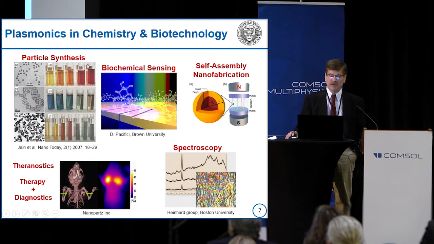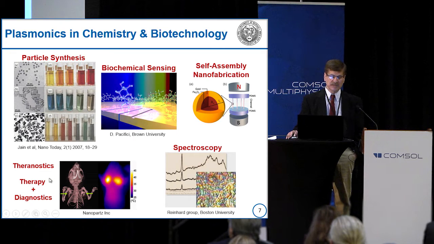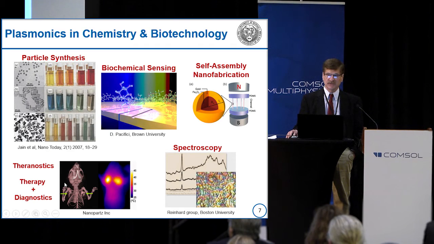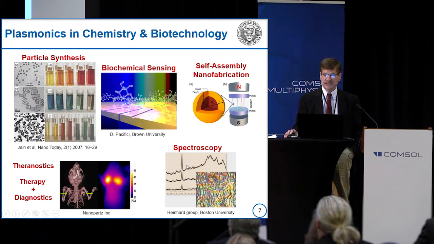Why is plasmonics important? It has spawned tremendous new technology in the particle synthesis to realize these particles. They're used extensively for biochemical sensing. They're used extensively for theragnostics, that is the combination of therapy and diagnostics, where you inject the particles into humans or small animals in this case, and because of this enhanced optical performance, you can do not only imaging, but you can heat the particles and actually cause therapeutic cell damage by hyperthermia. They're also used for spectroscopy.